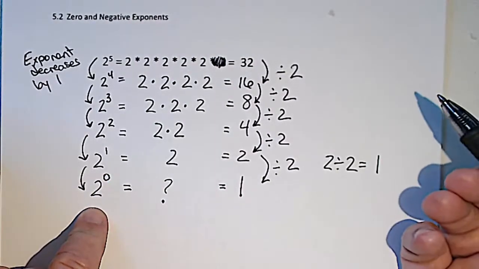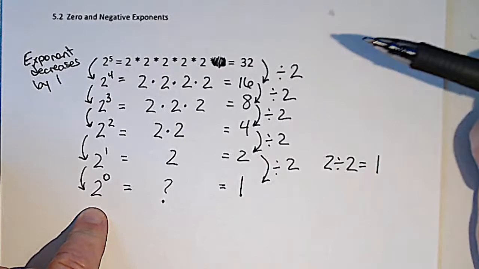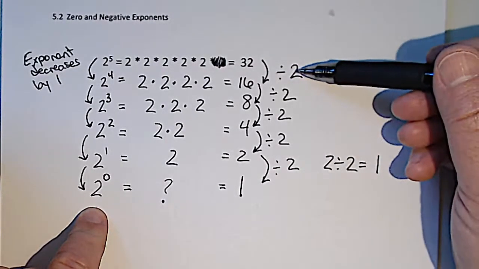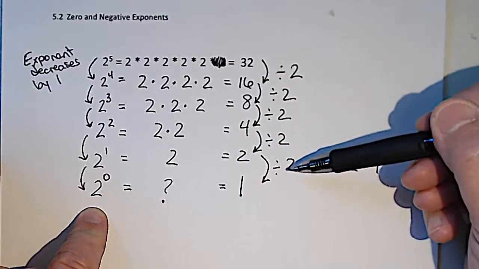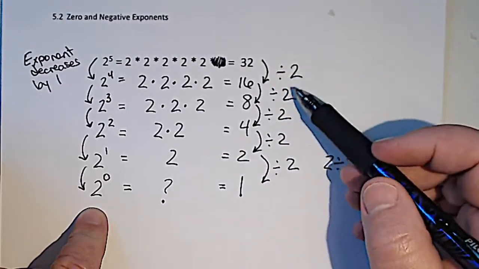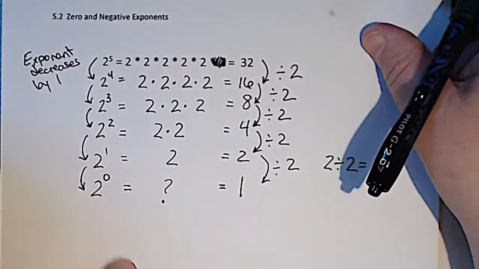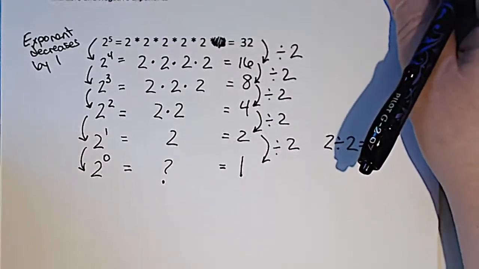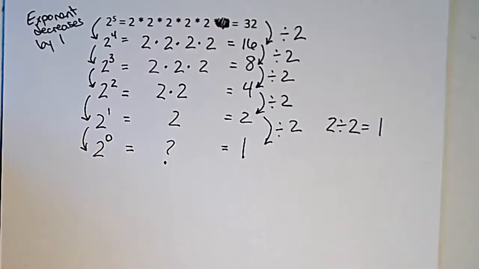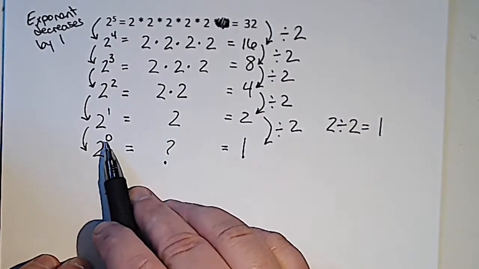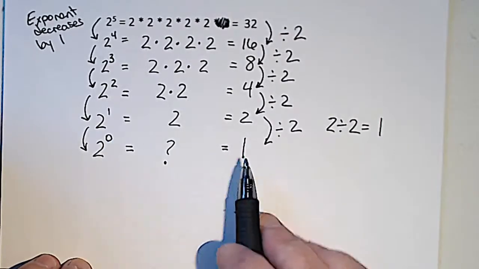Now, why couldn't 0 play this game? Why is it being held out of the reindeer games? Because part of this pattern was dividing by 2. So if my base were 0, I'd have to be dividing by 0, which, wow, that would be a whole lot of other stuff that we're just not ready to deal with right now. So we're going to leave that be. So it's only numbers that aren't 0 that follow this pattern. Anything to the 0th power except for 0 equals 1.